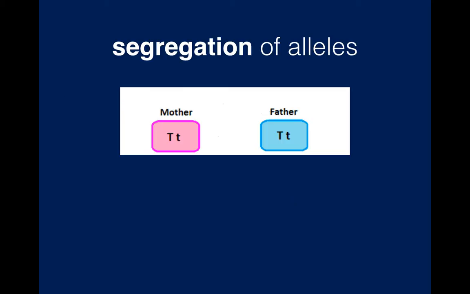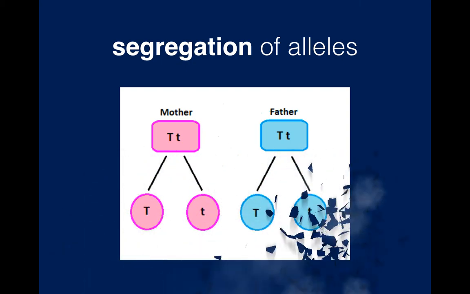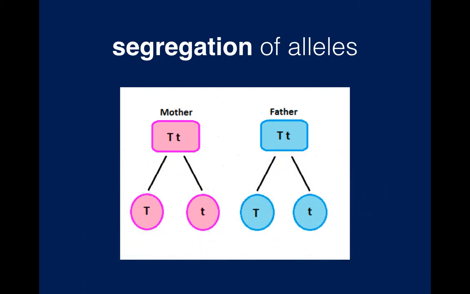The segregation of alleles is when the alleles from the mother are separated, and so she can pass on either a capital or a lowercase t. Same for the father. They can pass on one of their alleles. So each one of their offspring will have one of the alleles.